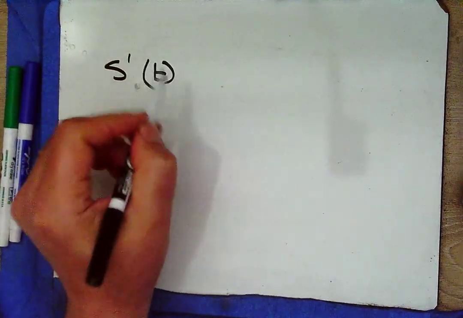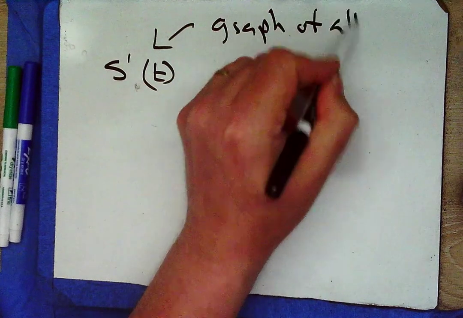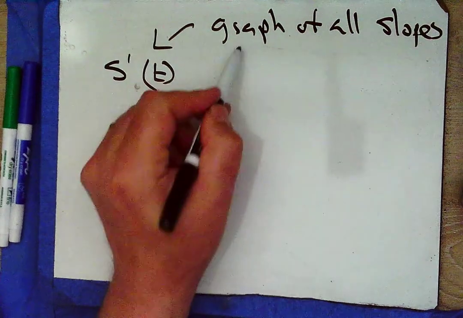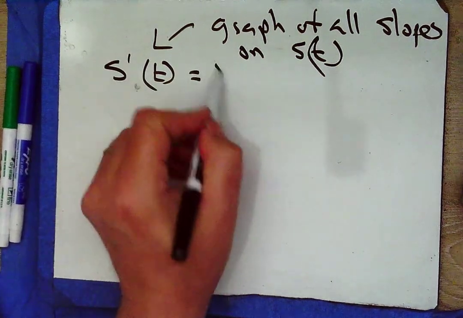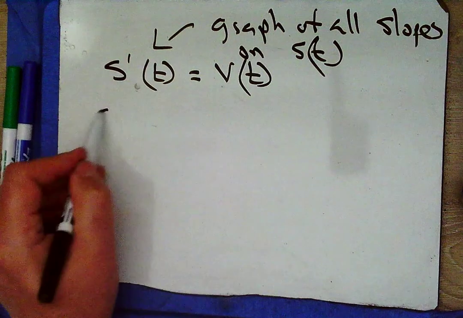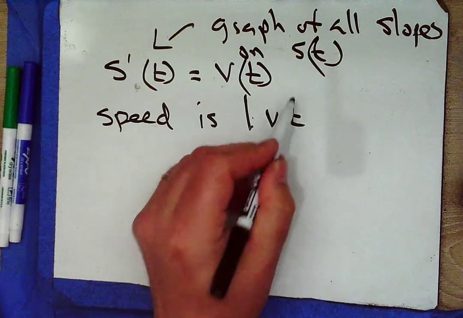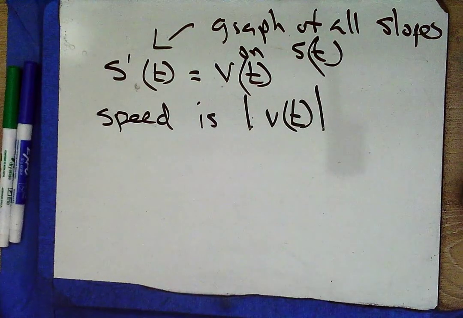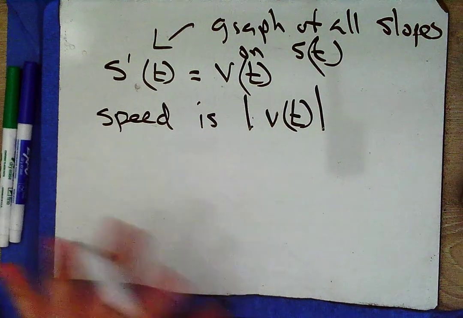If S prime, that's the graph of all the slopes on S of t, if that is this, then what's speed? Well, speed is the absolute value of velocity. And we'll be talking a bunch about all these terms all year long.